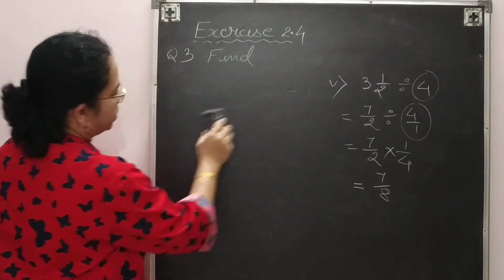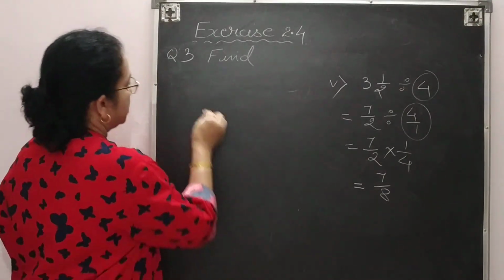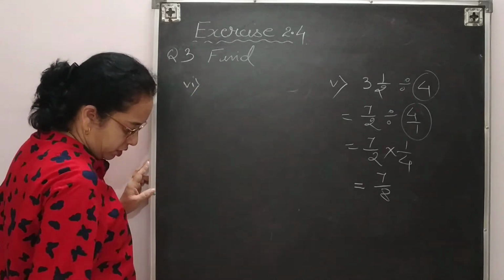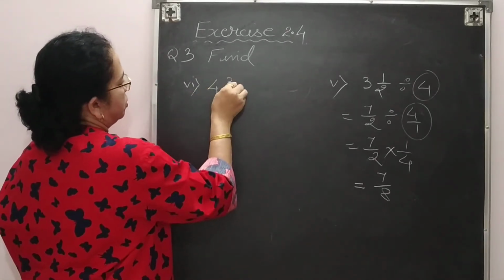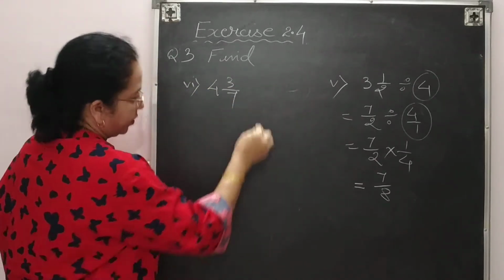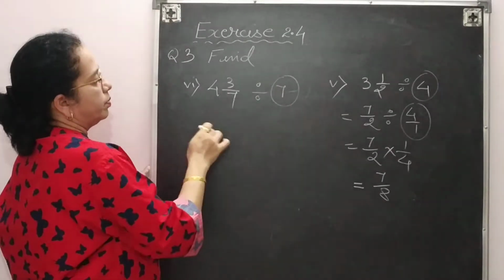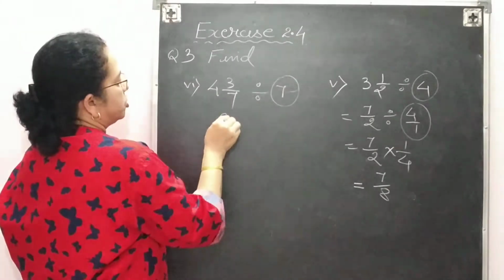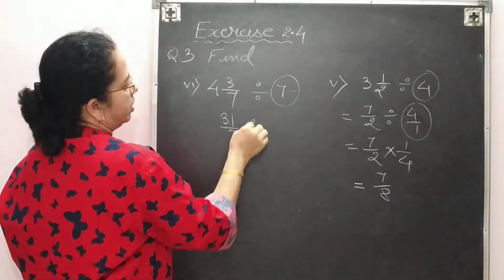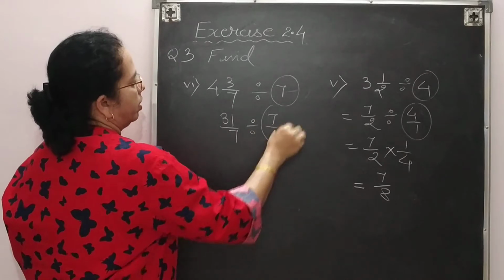And let's solve one more sum for question number 3. That is the sixth sum. And your sixth sum is 4 is to 3 upon 7 divided by 7. We need to take the reciprocal of this 7. 7 4s are 28 plus 3, 31 upon 7 divided by 7 upon 1.